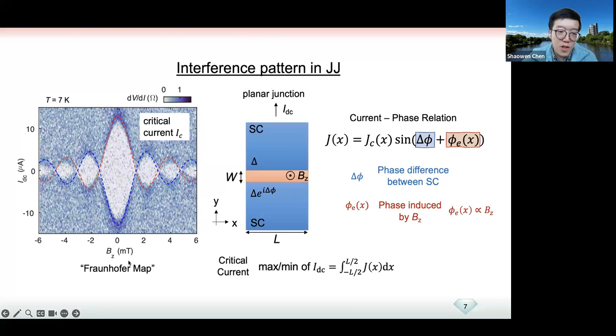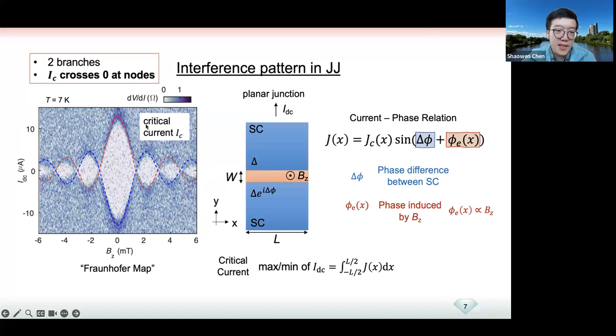Now if you take a transport measurement, as a function of DC bias as well as magnetic field, what you get is the so-called Fraunhofer pattern. Basically, it's the oscillation of the critical current as a function of the perpendicular magnetic field. You can fit it with a very simple model, and the critical current can be fit with this oscillating function.